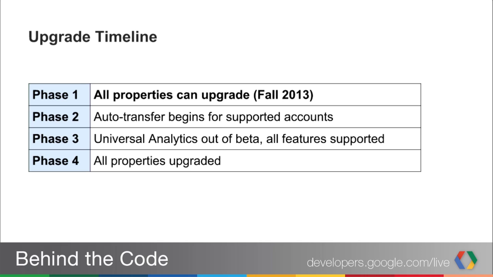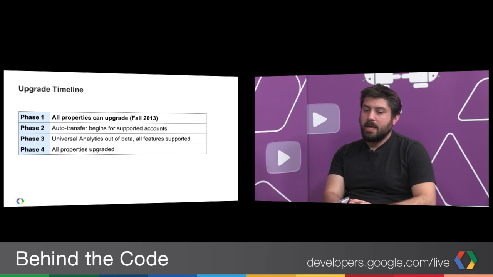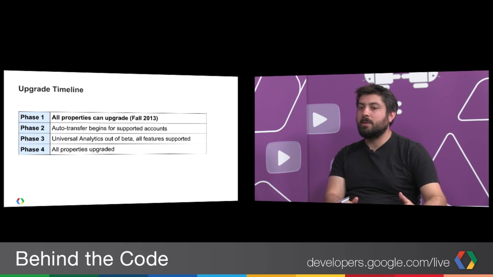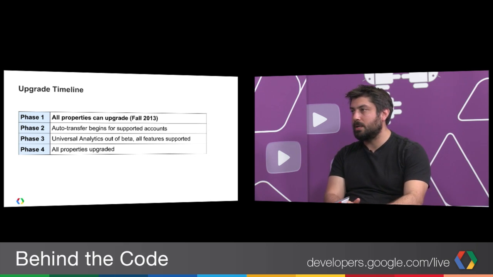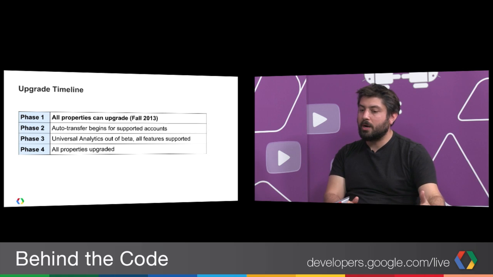So phase 1 was really the launch and announcement that we can actually do this upgrade. Our goal at the end of the day is to transfer 100% of properties from Classic to Universal Analytics, as well as get everybody to upgrade and to start only building features on Universal Analytics. So we announced the upgrade so people can migrate from Classic to Universal Analytics a couple months ago. So that's where we are.